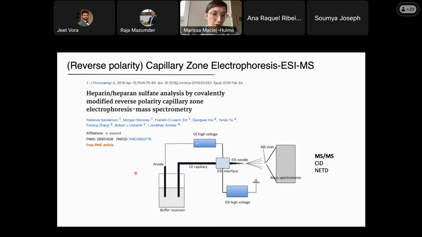You have a buffer reservoir, and the voltage pushes the samples along in the CE capillary based on the net negative charge and size distribution, and then this gets directly sprayed into the mass spectrometer. And so the separation occurs before the MS spectra is collected. And they've done this for urine samples.